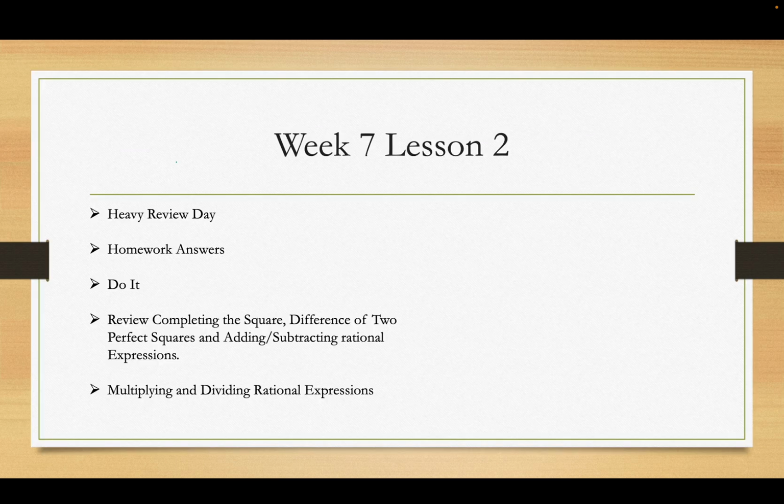All right, so today we'll hit some review. It's not as heavy as it suggests there. Homework answers we're going to go over, of course, and then we're going to quickly review. This is the review part of the day: completing the square, difference of two perfect squares, adding and subtracting rational expressions. Should have capitalized the R there. You know, I write a lot for magazines, and thank God I have editors. And then multiplying and dividing rational expressions. That's the new stuff for today, and reducing them as well.